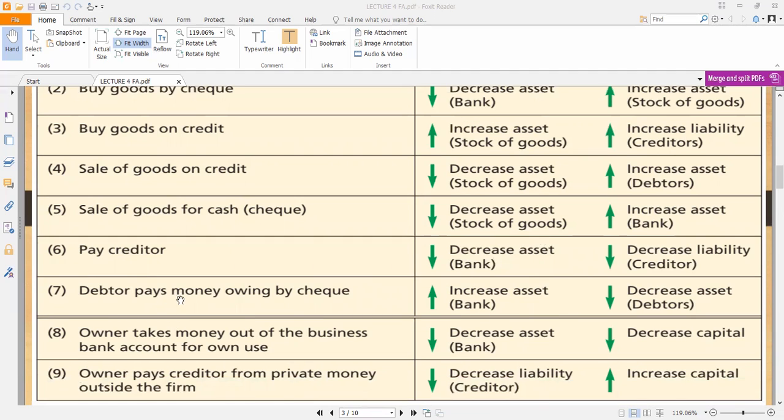Now, debtor pays money owing by check. The money was paid by check, meaning the balance in our bank account increased. On the other hand, we got a decrease in the what? In the asset, meaning the debtor, the amount reduced.